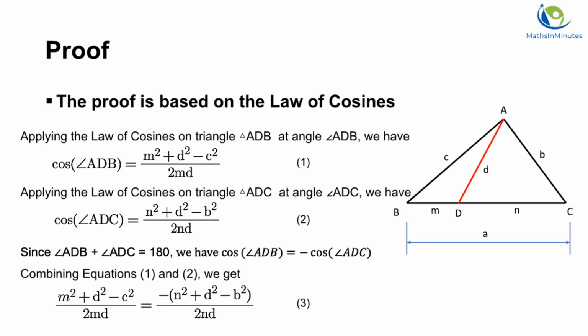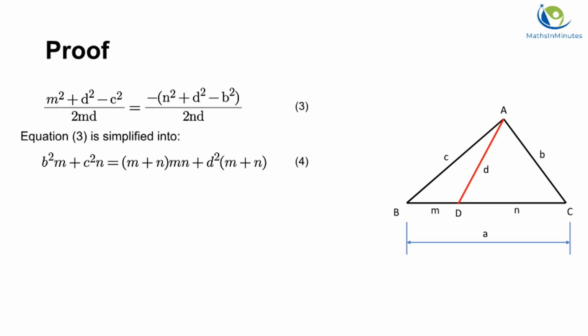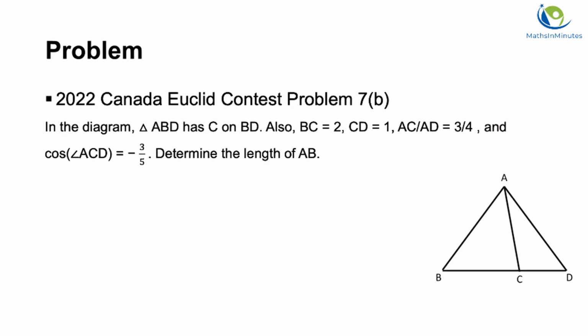Combining equations 1 and 2, we get equation 3. Equation 3 can be simplified into equation 4. Given that m plus n equals a, we can convert equation 4 to equation 5, which is exactly Stewart's theorem. Next, let's look at a problem from the 2022 Canada Grade 12 Euclid Math Contest.